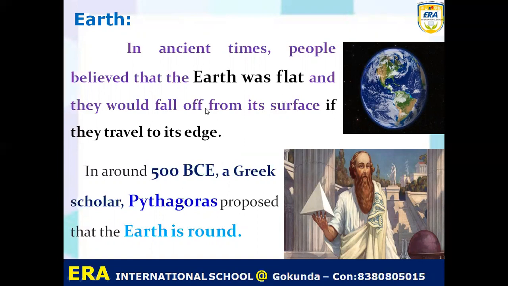So they did not travel to its edge because they thought there was a chance they would fall off. So around 500 BCE, before the birth of Christ, a Greek scholar or philosopher, Pythagoras, proposed that the earth is round. So remember this. When was it proposed that earth is round? Around 500 BC. And name the scholar or philosopher who proposed that earth is round. That is this person, Pythagoras. He proposed the theorem, which is very important in trigonometry or geometry.